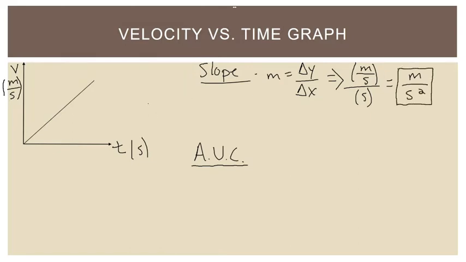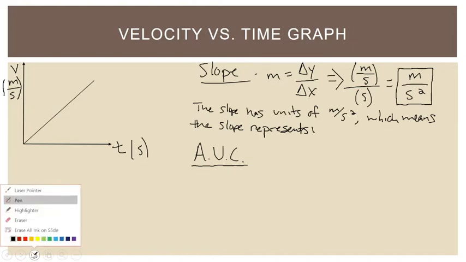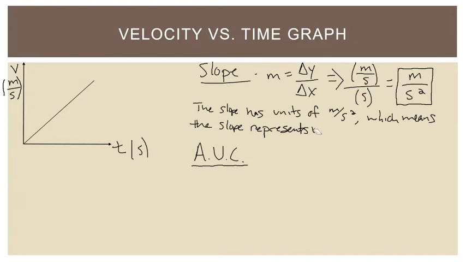And so the units of the slope for a velocity versus time graph are meters per second squared. And so we'll say here the slope has units of meters per second squared, which means the slope represents acceleration. So since the slope has units which are the units of acceleration, then that tells us the slope represents acceleration.